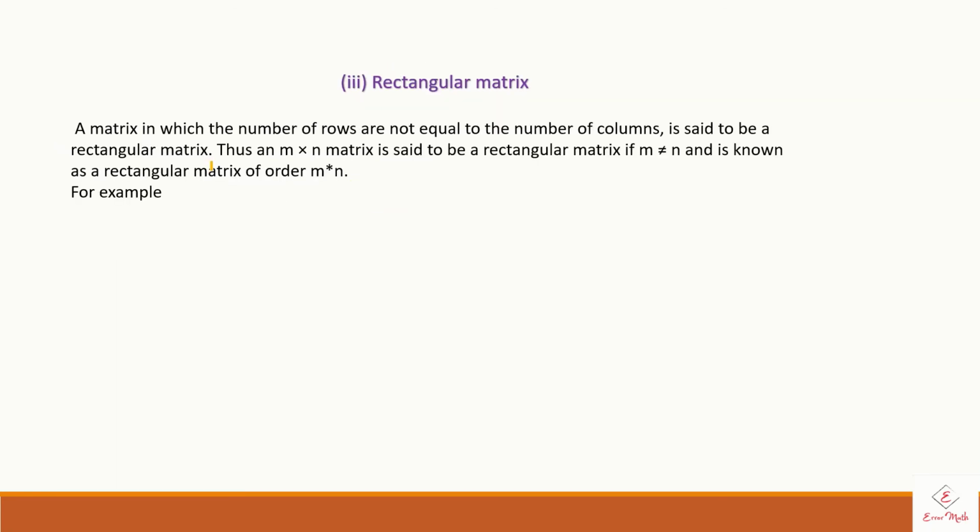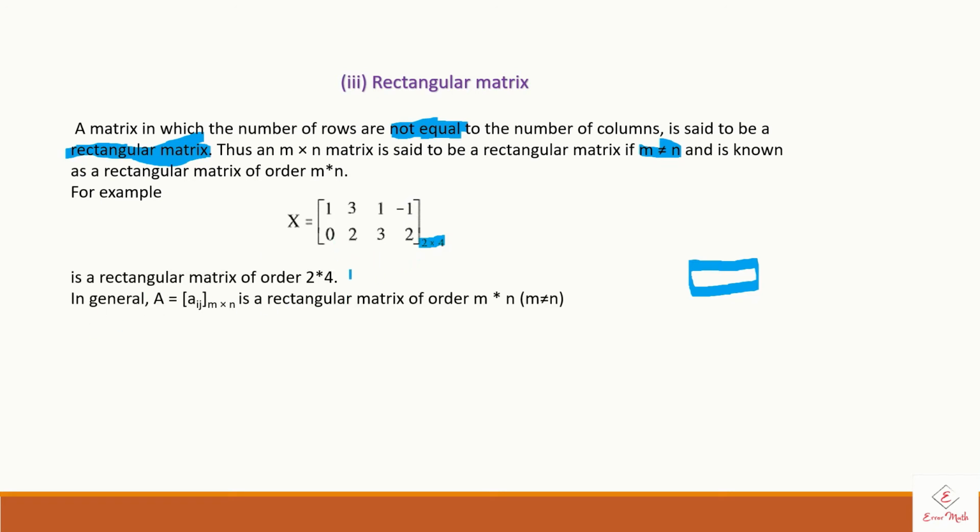And next comes the rectangular matrix. As the name suggests, the elements are positioned in a rectangular manner. A matrix in which the number of rows is not equal to the number of columns is said to be a rectangular matrix, where m is not equal to n. For example, here a matrix X is given. It is of order 2 by 4, where 2 is not equal to 4, which is m not equal to n. So in general, matrix A is a rectangular matrix of order m by n if m is not equal to n. Above we saw the column matrix. The column matrix is also a rectangular matrix. Same for the row matrix, it has only one row and many columns. So you can pause to note this down.